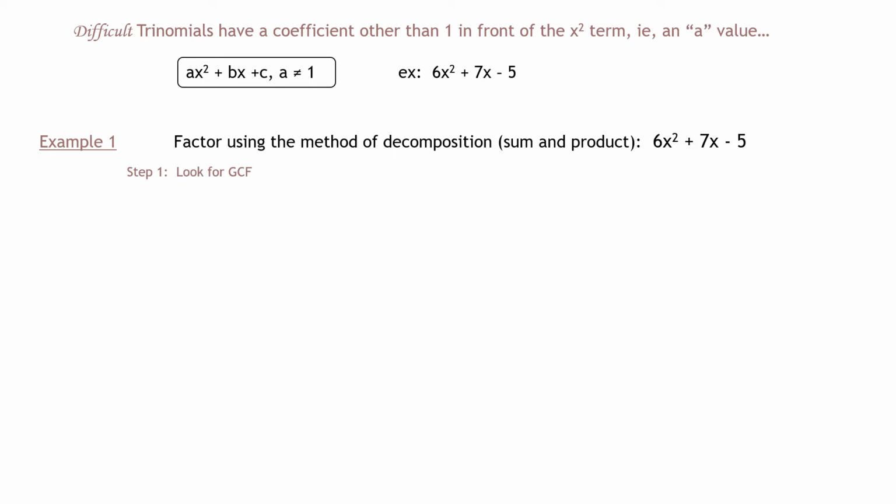Step 1, look for greatest common factor. We already discussed this. We don't have one. Step 2, we identify it. We know this is a difficult trinomial. I can't just do the quick method that I did before, and I know that because of that 6 in front there that I can't get rid of.